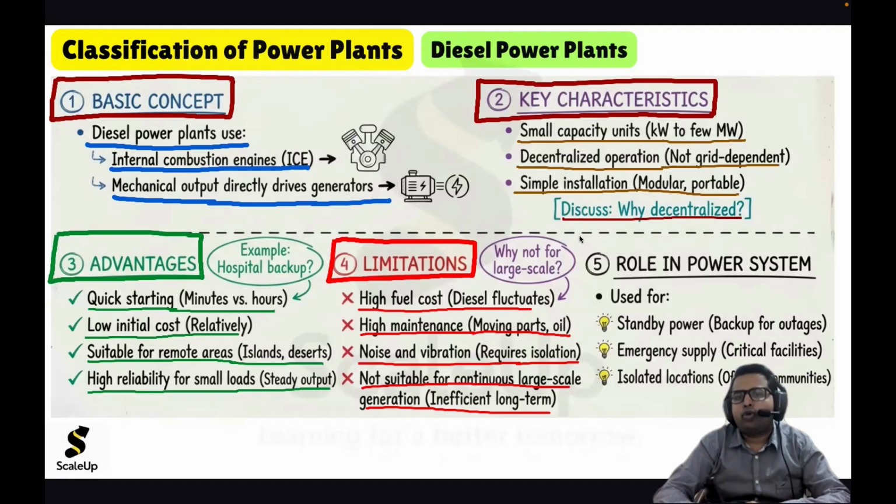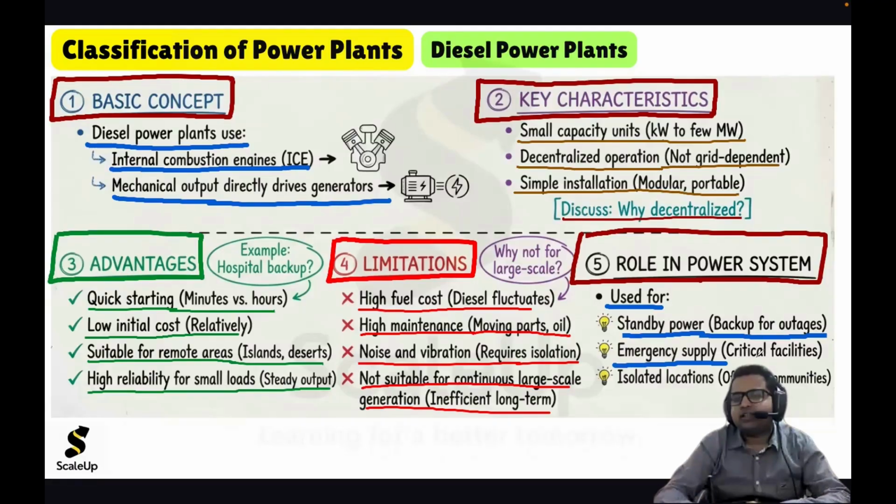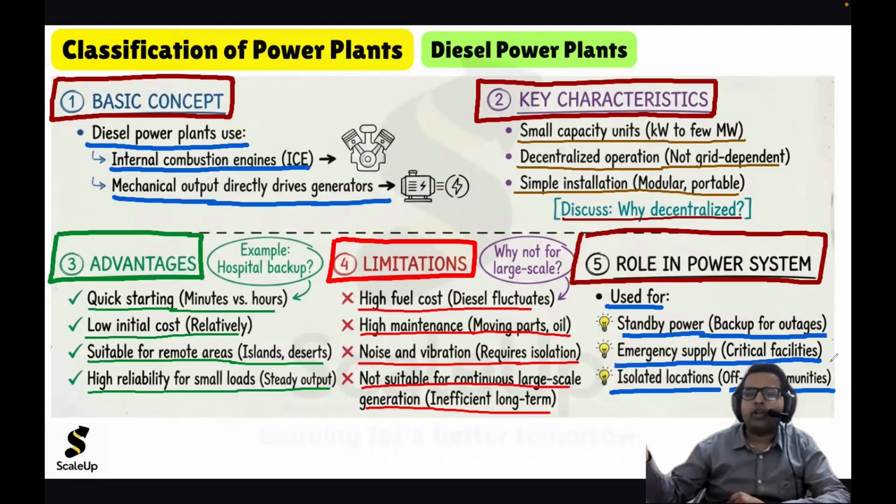And if we talk about the role of diesel power plants in power systems, they are used for standby power, backup for outages, emergency supply in critical facilities, isolated locations. It is used in isolated locations like off-grid communities, like a remote village, a remote area where the grid is not there. There we can make use of it. Generators in emergency supply, we can make use of it. It can be used as standby power.